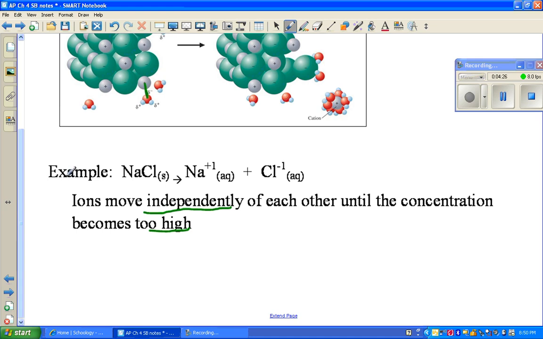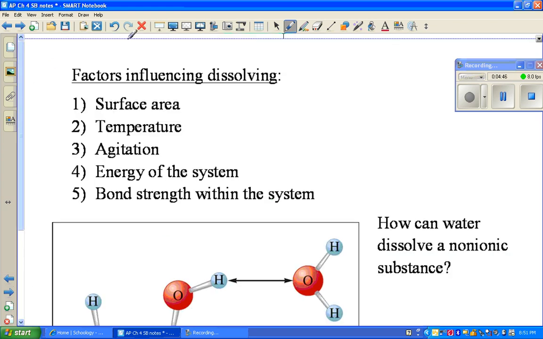So the solubility of this, though, is going to depend upon the attraction. If there is an attraction here, it's going to be highly soluble. If there's only a slight attraction, then it's going to be slightly soluble. And if there's no attraction, it's not going to be soluble at all. Of course, there are factors that affect whether or not something can dissolve.